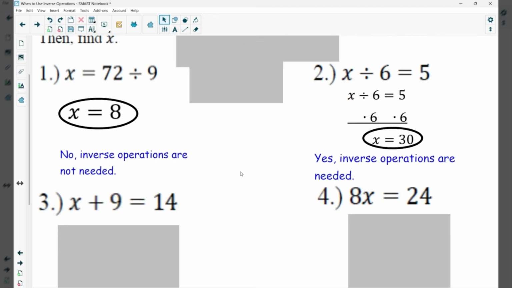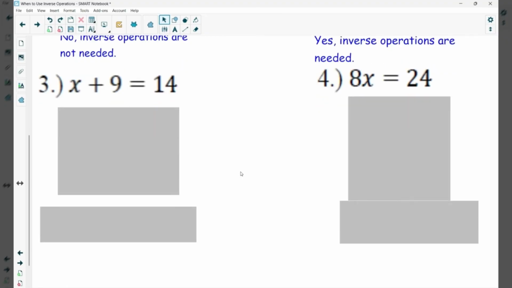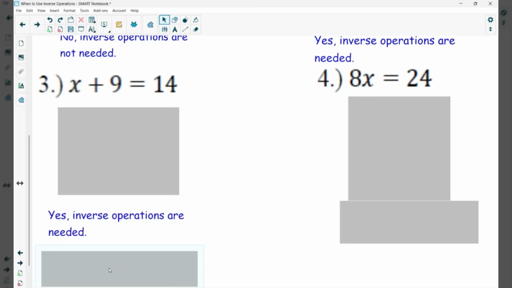Let's take a look at number 3. We have x plus 9 equals 14. Do we need to use inverse operations? Yes, we do. X is not already isolated or by itself, so we have to use inverse operations.